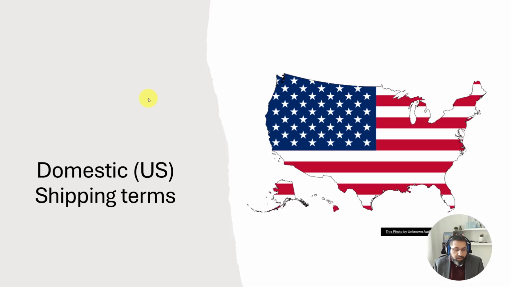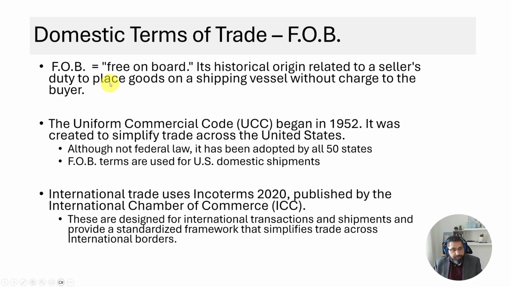So after talking about transportation rates in part one, we're now going to talk about some other important topics. And the first one we're going to talk about is domestic US shipping terms. In domestic terms of trade, the term FOB is used a lot, which stands for free on board.